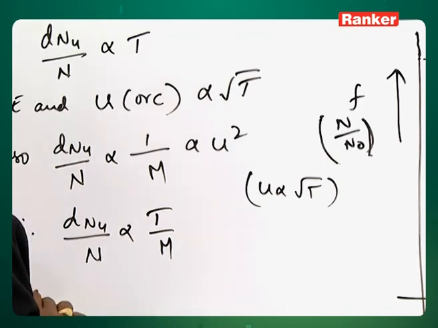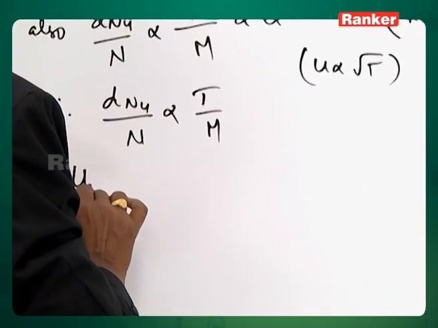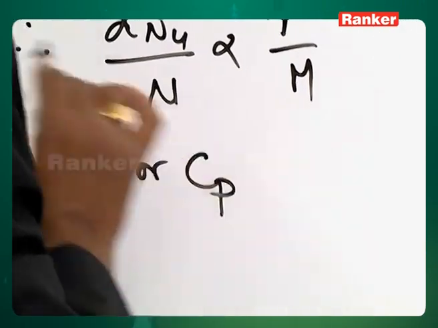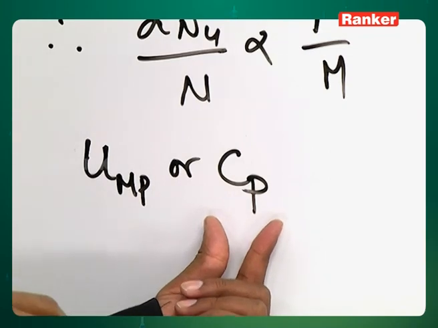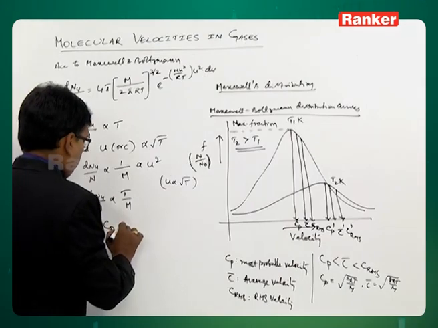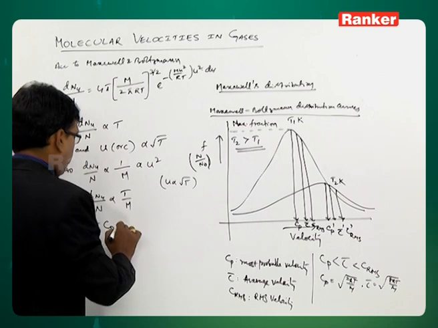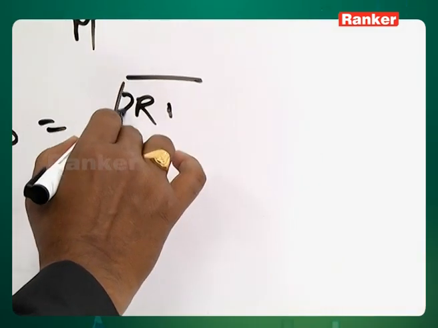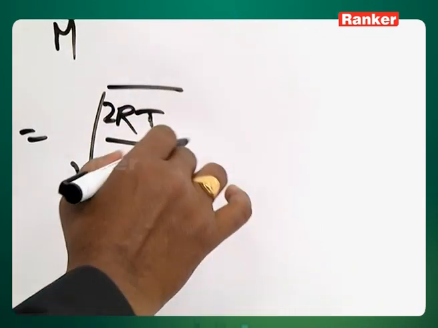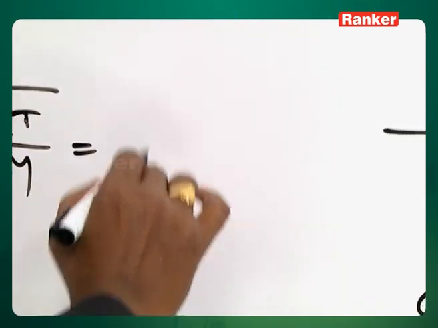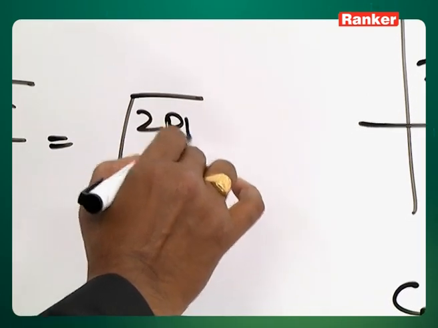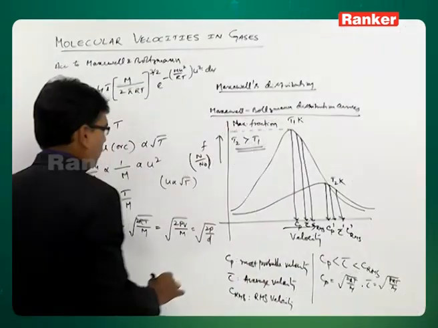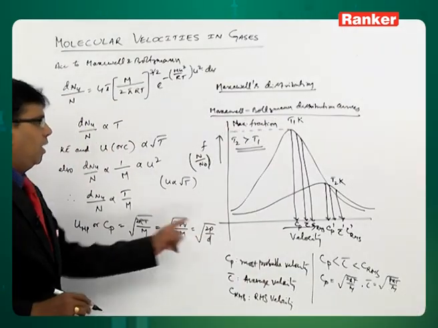So from this, actually, ump are nothing but Cp, what you are writing. This is the notation we are using, Cp. Cp is equal to under root 2RT by m. At constant temperature, this is equal to 2PV by m, and this is equal to 2P by d. This is what we have already written.